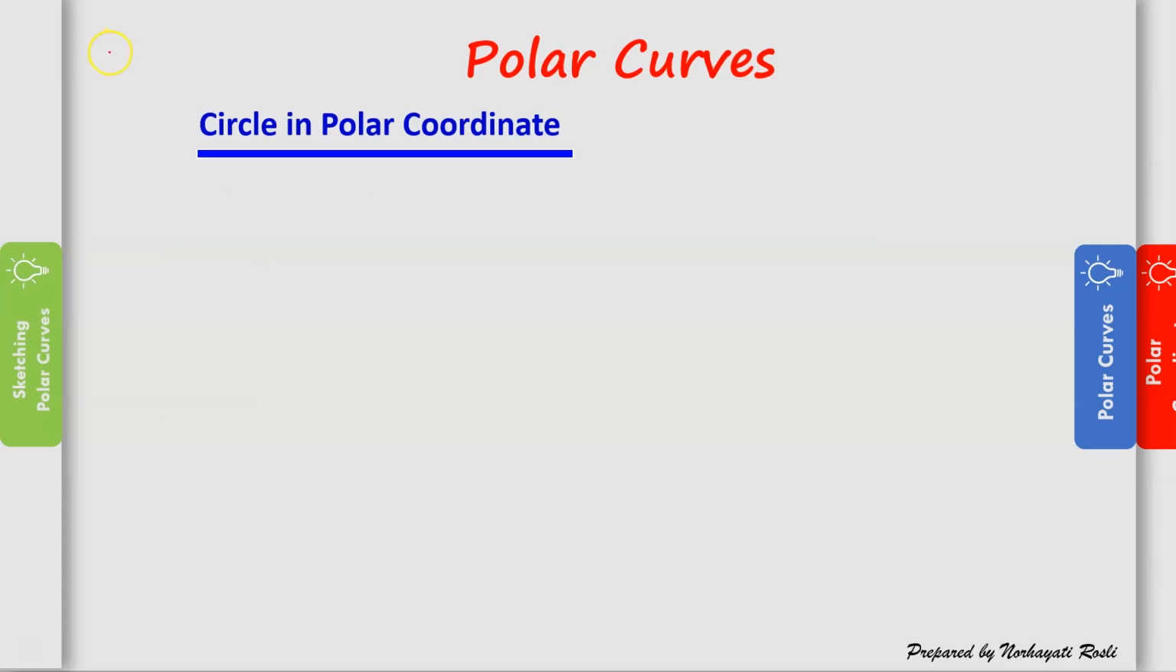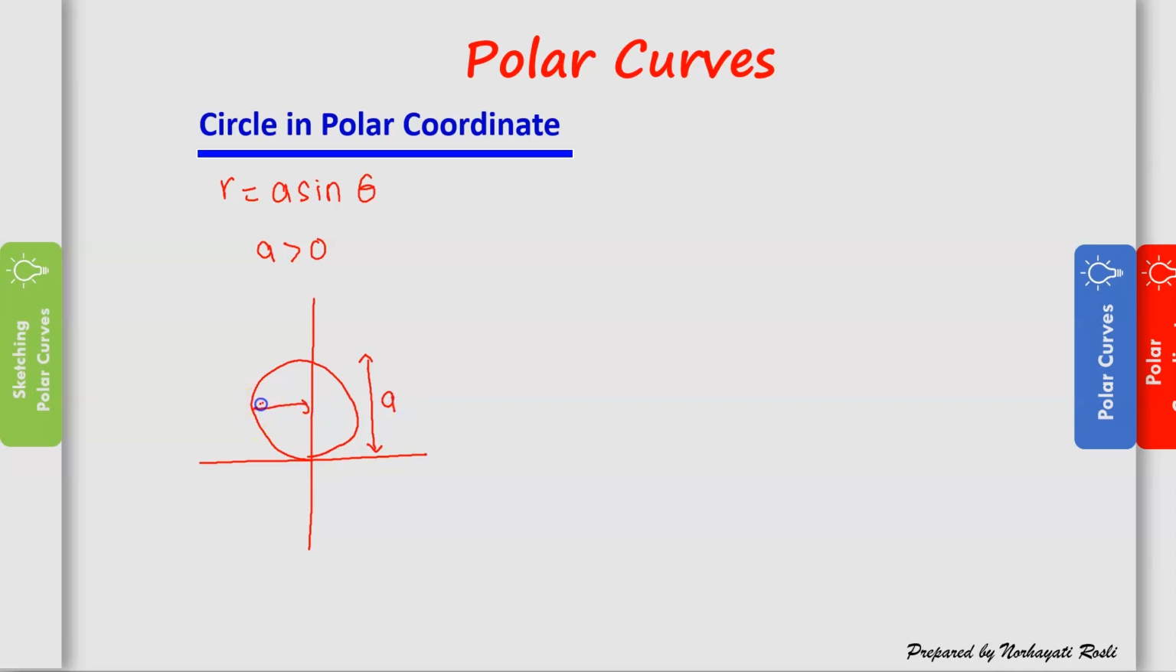As we saw previously, for r equal to a cos theta, the circle is on the x-axis, either on the positive or negative side. But if we have r equal to a sin theta, when a is greater than 0, our graph is a circle on the positive side of the y-axis. In this case, the diameter of the circle is a, and the radius is 1 over 2 a. Then, if a is a negative value, the graph for this circle will be on the negative side of the y-axis, meaning the diameter of this circle is a, and the radius is 1 over 2 a.